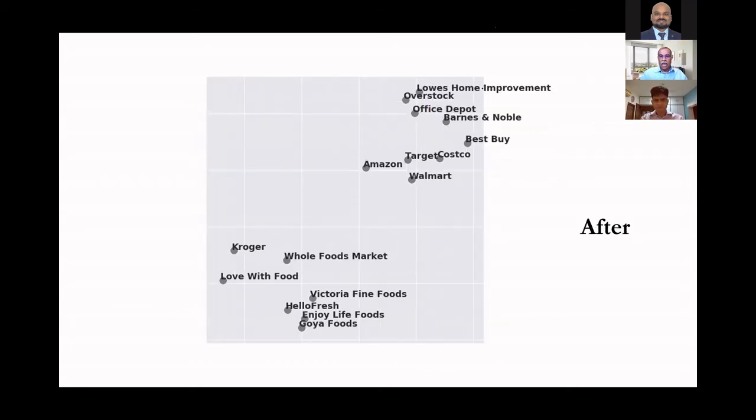all right? And here is, where is Amazon? Amazon is right here, along with Office Depot, Home Depot. And then after they bought Whole Foods, Amazon is here. The Whole Foods brand is here, right? So you can see the movement that happens.